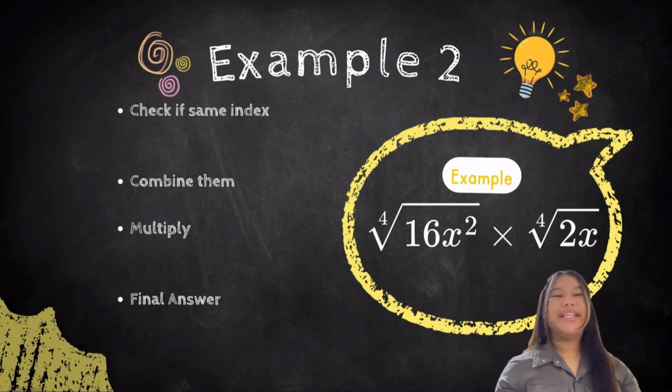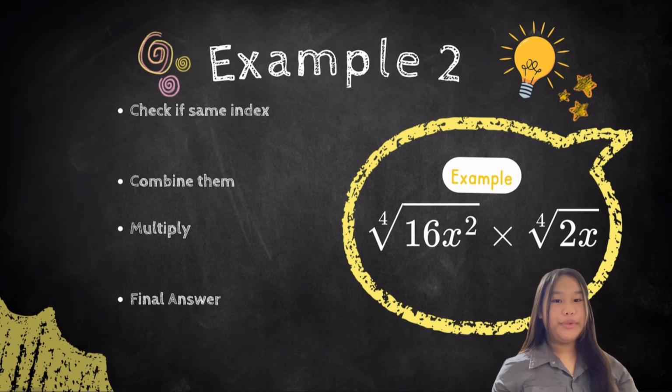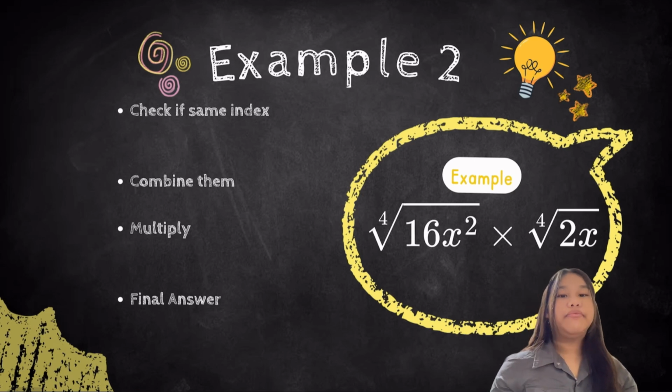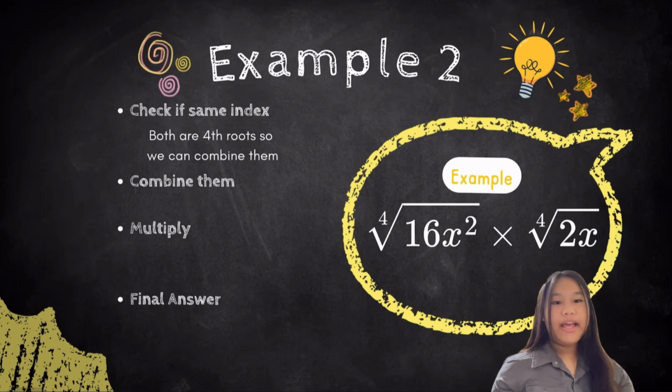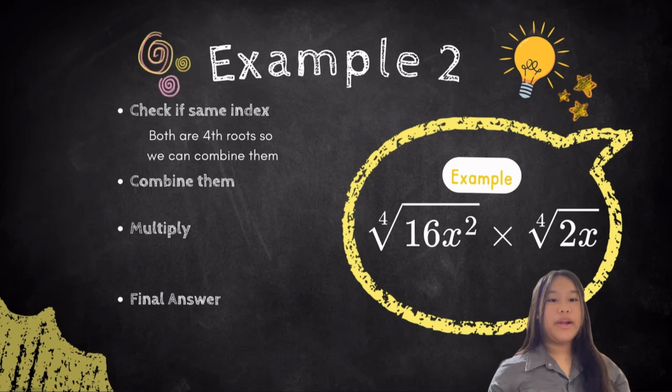Hello! I'll be doing the second example, which is the fourth root of 16x squared multiplied by the fourth root of 2x. For this equation, the first step is we have to check if the radicals have the same root index. This equation has both fourth roots, the fourth root of 16x squared and the fourth root of 2x. Since the index is the same, we are allowed to combine them into one single fourth root. Therefore, it will become the fourth root of 16x squared times 2x.